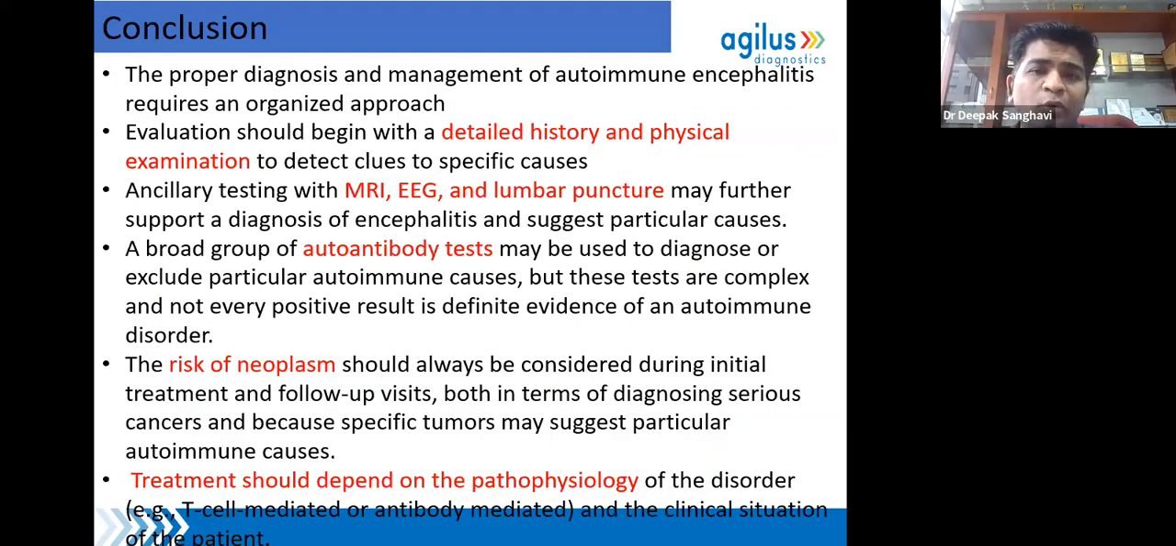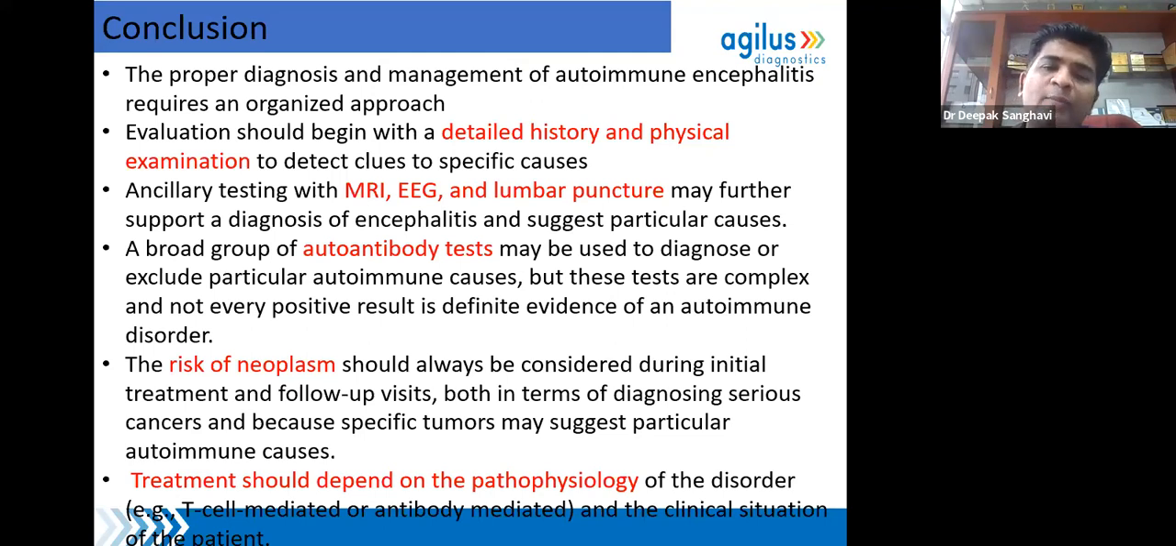Concluding the whole presentation, autoimmune encephalitis is a very important disorder. 8% of the cases will have autoantibodies. Proper diagnosis and management require a detailed history and physical examination by the clinician. The neurologist will do an MRI, EEG, and lumbar puncture, that is CSF routine microscopy. You can ask for those findings for correlation. There is a broad group of autoantibody tests to diagnose them and even exclude the autoimmune conditions. You will also have to do infectious PCR tests to rule out these things.